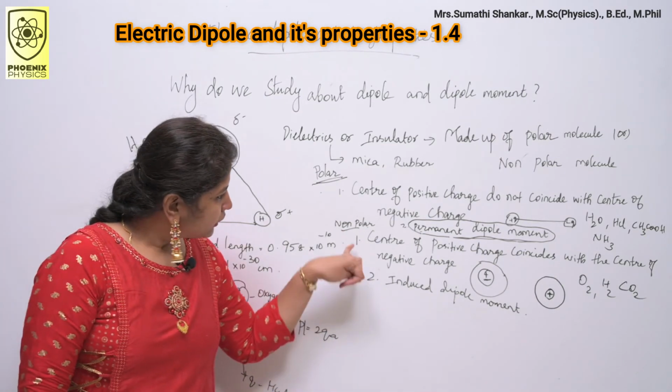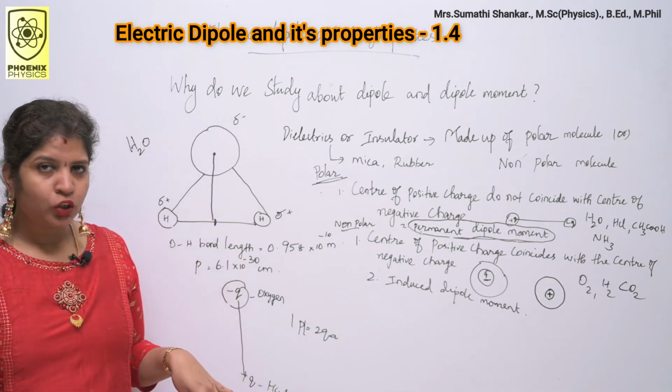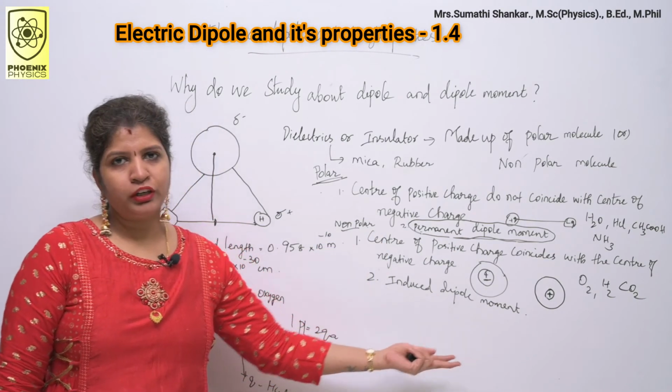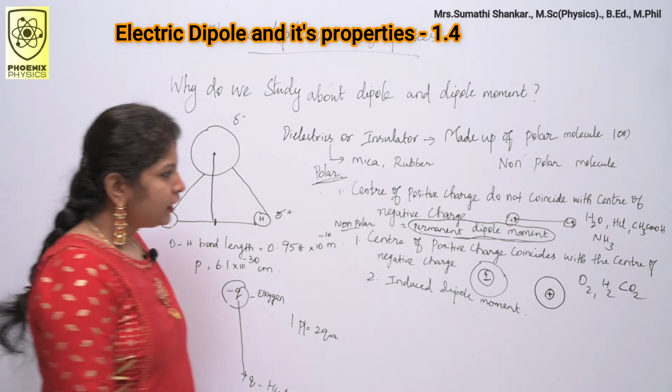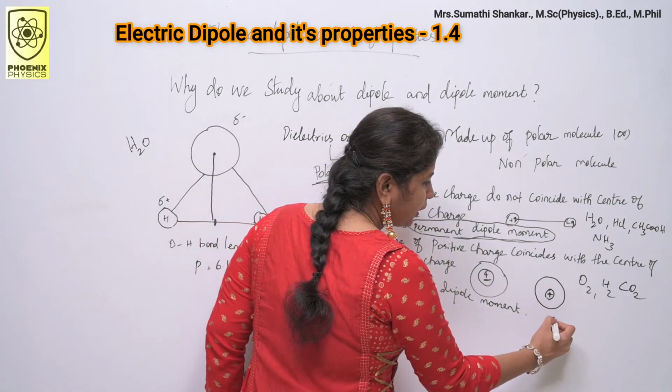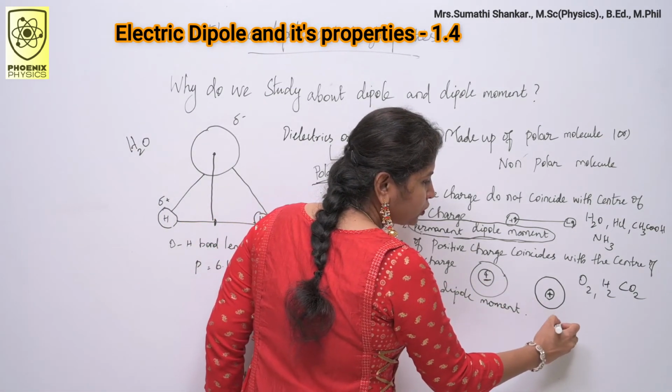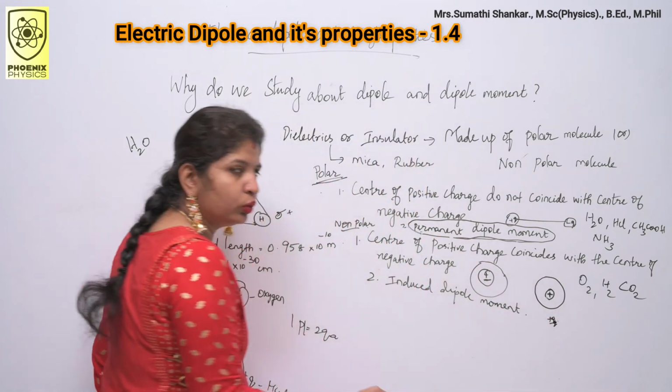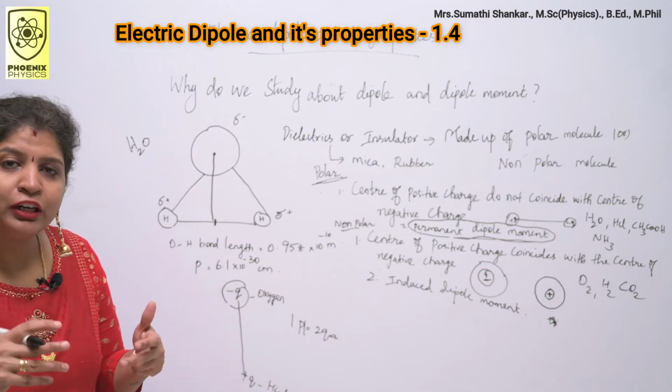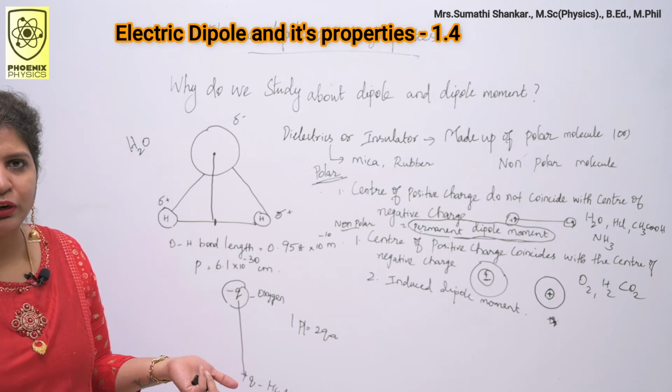This type of non-polar molecule has an induced dipole moment. What is the meaning? Here both the charges are in the same place, right? So there is no separation between plus Q and minus Q. So it does not have a permanent dipole or permanent dipole moment.